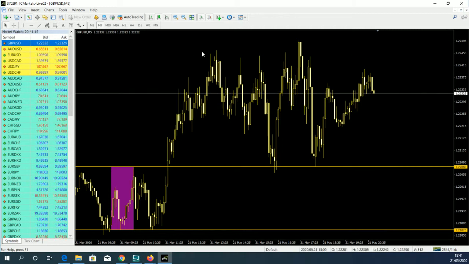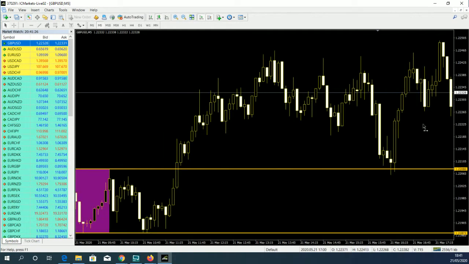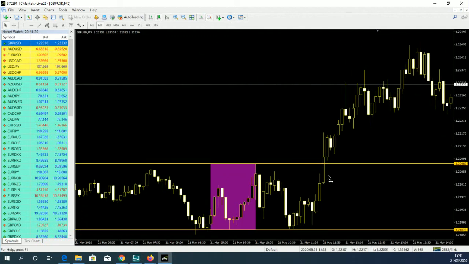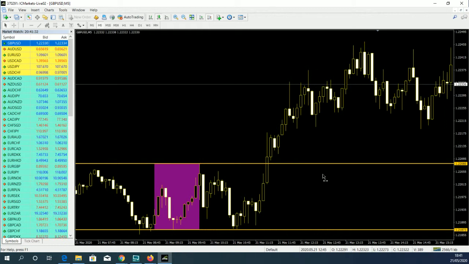All right, so let's do the analysis now. Let's make sure everybody can see it. Then we can decide where the breakout is, which candle is the breakout. I hope we can all see like this.